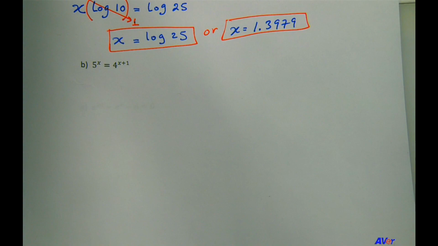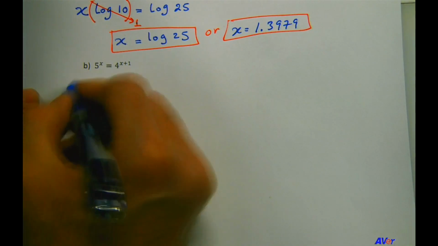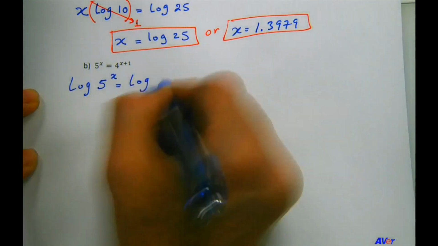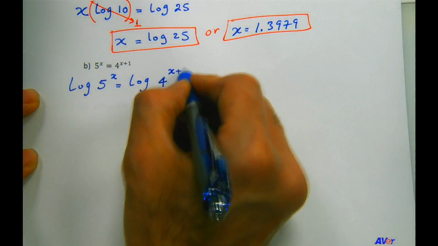Well, the variable for which we're solving is in the exponent. So we have to ungroup that exponent, or that variable, from the base. How do we do that? What's the technique to do that? We take the log of both sides. If the variable that you're solving for is in the exponent, you have no choice but to involve log or natural log functions. So let's do that. We're going to take the log of both sides. Log of 5 to the x equals log of 4 to x plus 1 power.